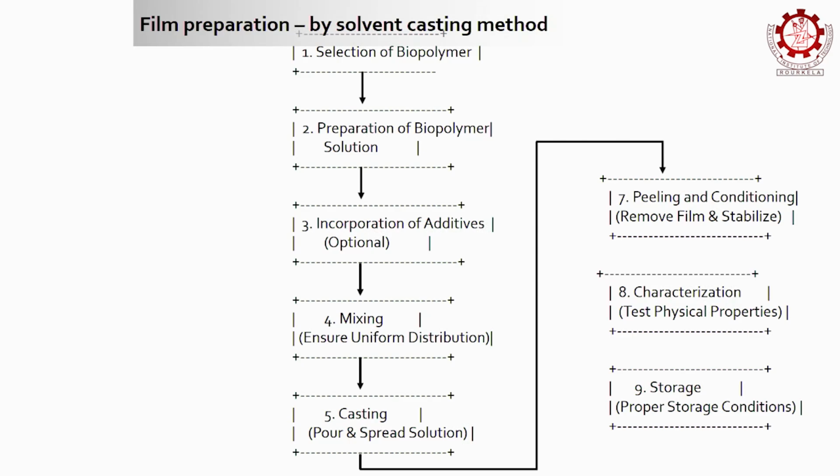So how we make a packaging film: this is a detailed description here and in the next few slides, followed by a video. Selection of a biopolymer, that's first and foremost. Second, preparation of the biopolymer solution, that is again your solvent, correct. Incorporation of additives, mixing so that you have uniform distribution, casting, pouring or spreading, peeling, conditioning, yeah. You characterize it and then you store it. Yeah, this is the way you make a film by the solvent casting method.